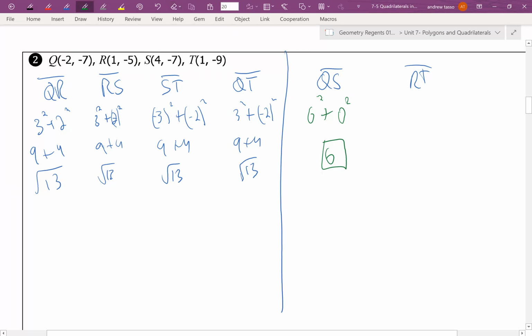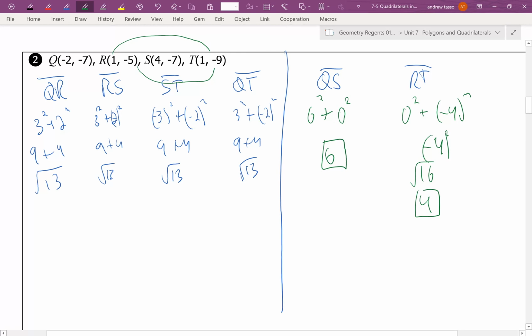And then we have RT. So the change in x is 0. The change in y is negative 4. So we get negative 4 squared, in other words, 16. But then we have the square root, and it gets us right back to 4.